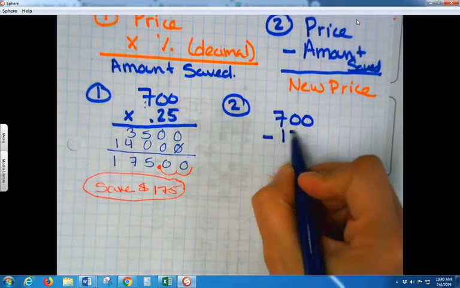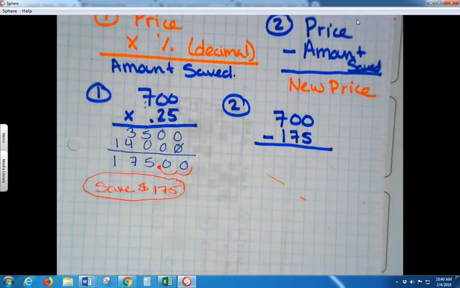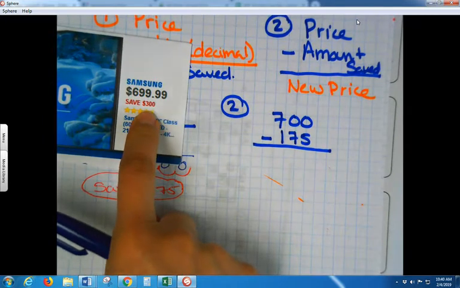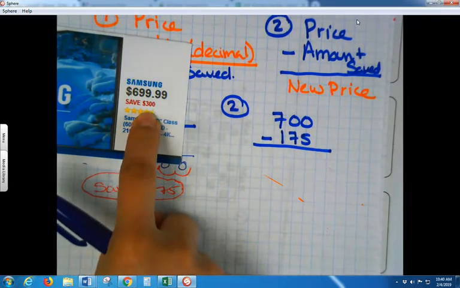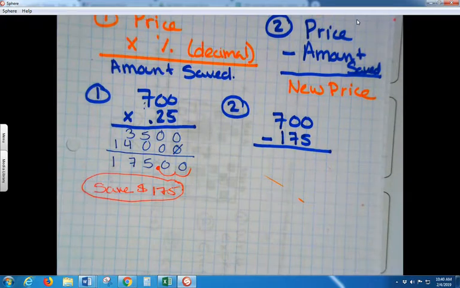So you don't save 300, but you save 175. Well, I know the paper said I saved $700. That's when I walked into the store, and then I said, hey, can I get another discount? They're like, sure. Yeah. You can save an additional 25%. So I'm saving a lot of money. So let's borrow.